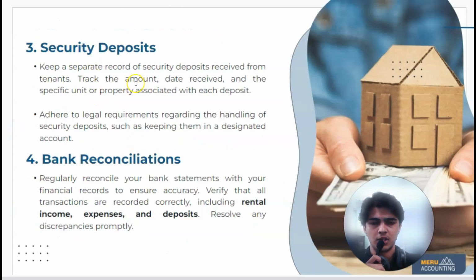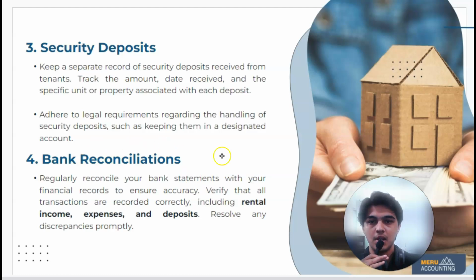Next is security deposit. In security deposit, you will need to keep a separate record to ensure that these are certain things of the security deposits. A security deposit is very important when you are doing a rental business, because this is the only thing where you are assured that this person can pay the rents.